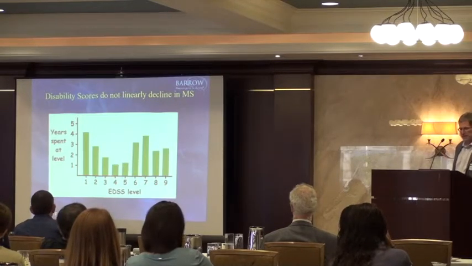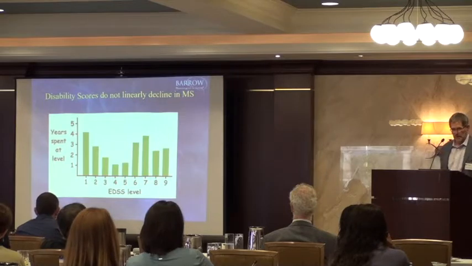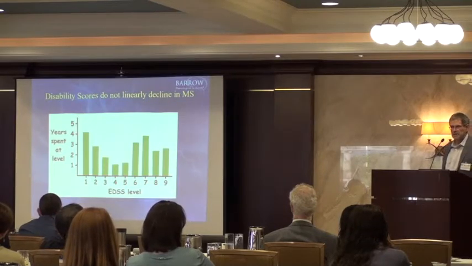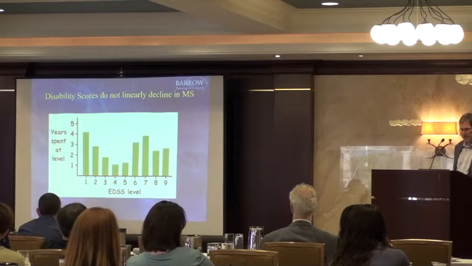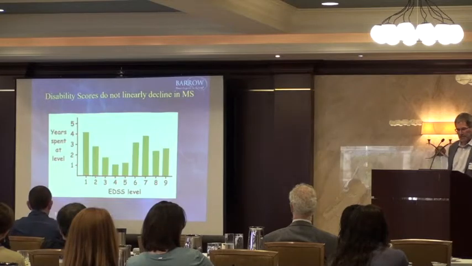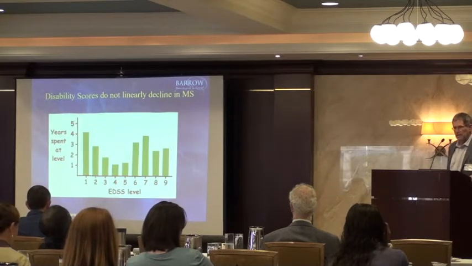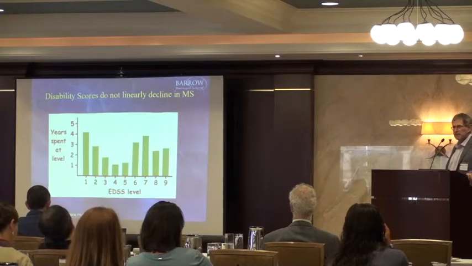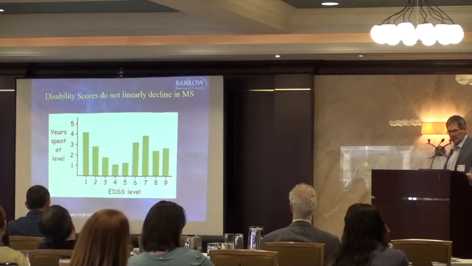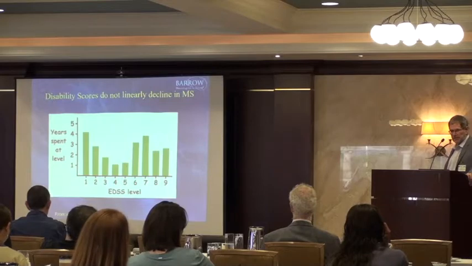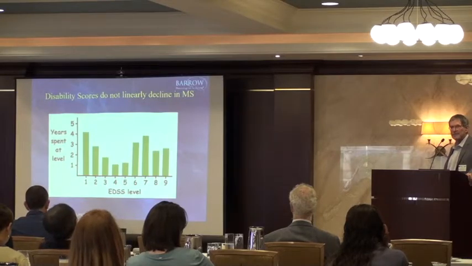And so this is the EDSS, which is a commonly used MS scale. And this just shows the number of years in a given patient journey that they will spend at a given EDSS level. And what you can see is that at the beginning of the disease, at low levels of disability, low levels of EDSS, it takes years and years to change from one level to another. In the middle of the disease, the changes are much more quick.